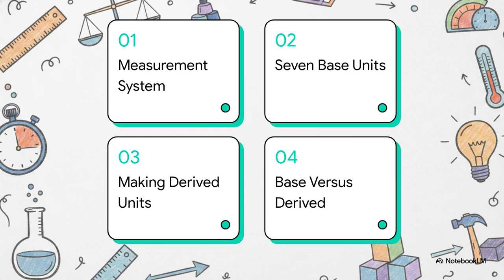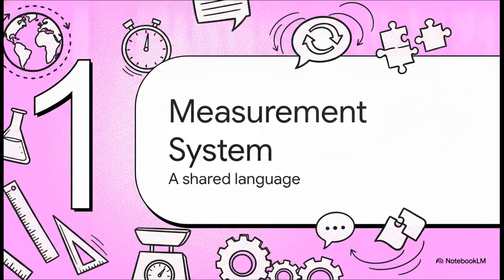First, the global measurement system. Second, the 7 base units. Third, making derived units. And fourth, base versus derived. Starting off with Section 1, the global measurement system as a shared language.